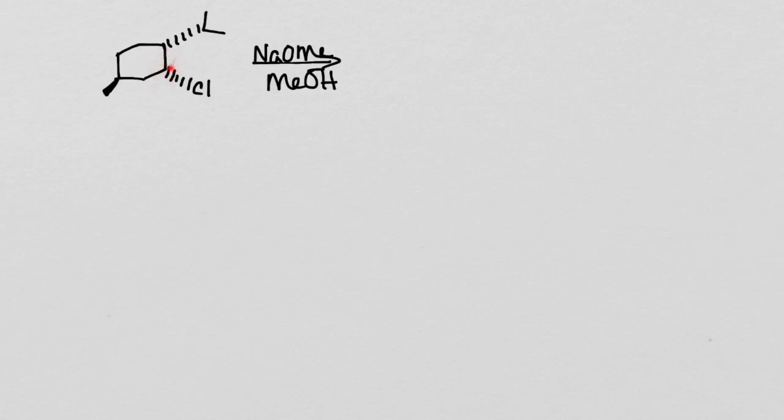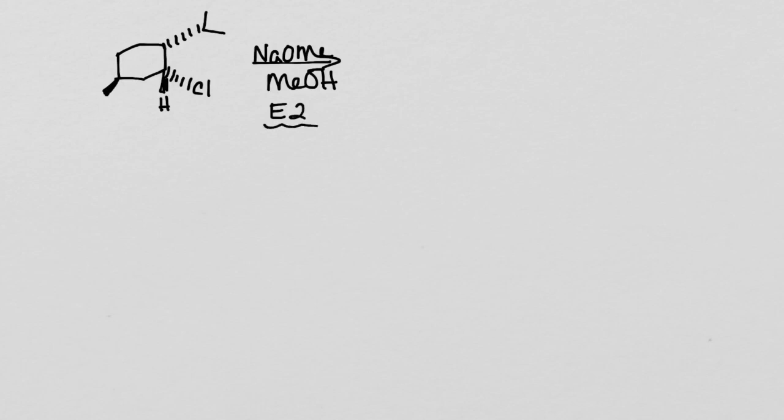First of all, this is a secondary substrate. Here's the carbon with the leaving group on it. There's 2 carbons and a hydrogen attached to it, so this substrate is secondary. Our reagent here is sodium methoxide, which is a strong, small base. So we predict that this would be E2. You were also specifically told in this scenario that this was an E2.